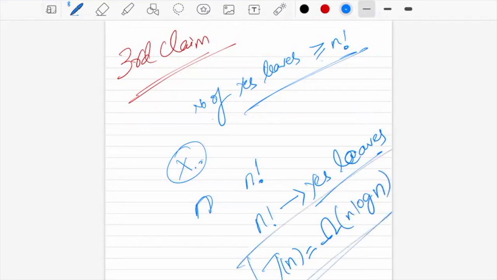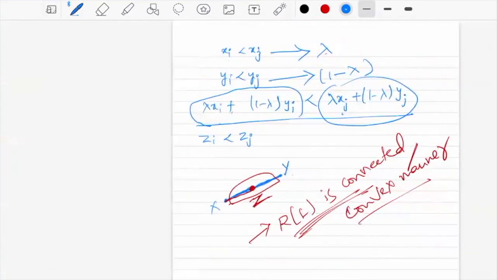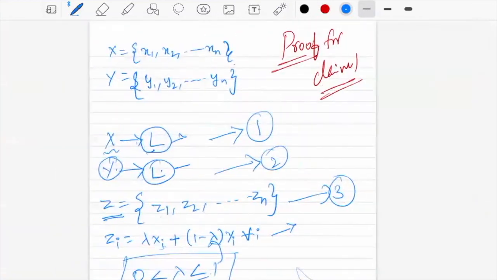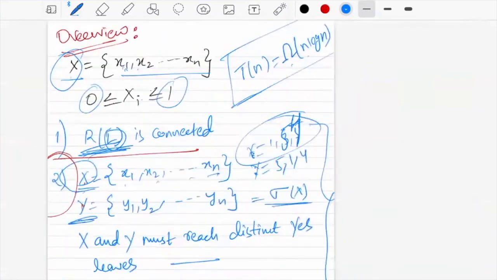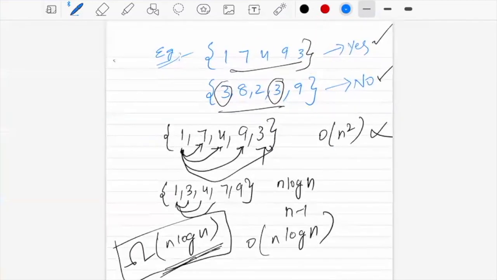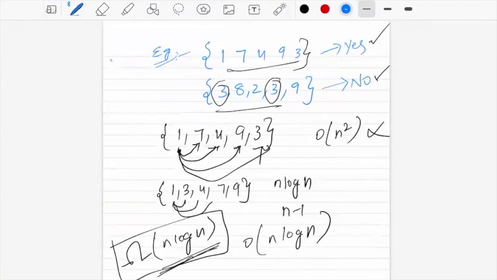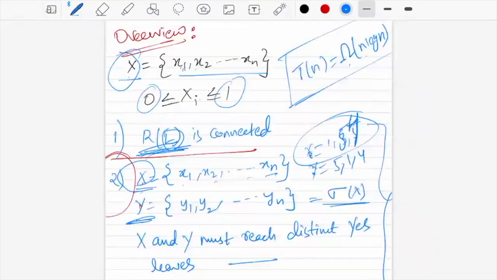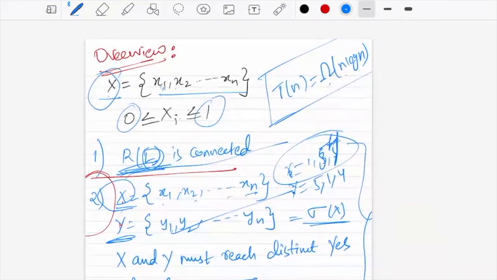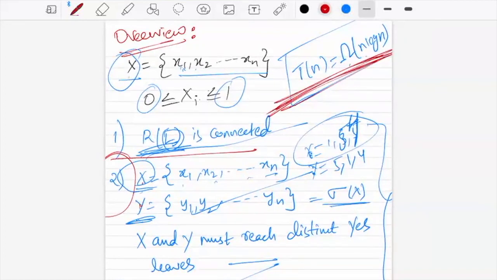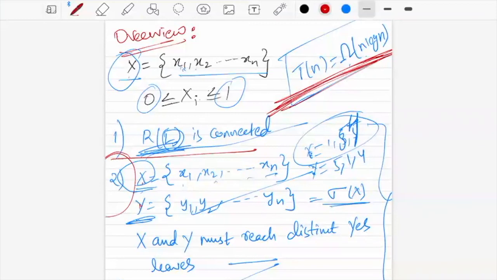So by using these three subclaims, we proved that the minimum lower bound time complexity for the element distinctness problem is big O of n log n. Sorry, it's omega of n log n. Yeah, that's it. Thank you.